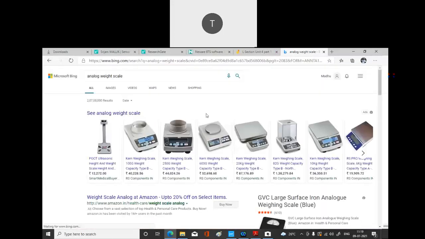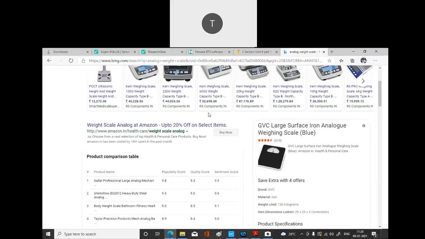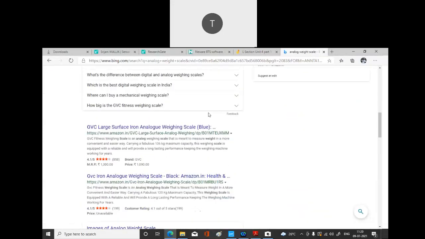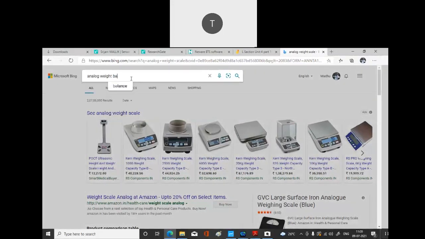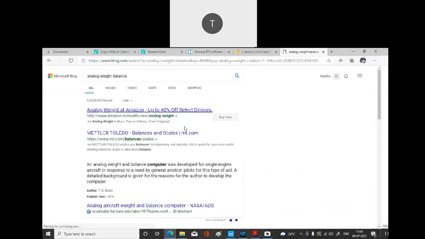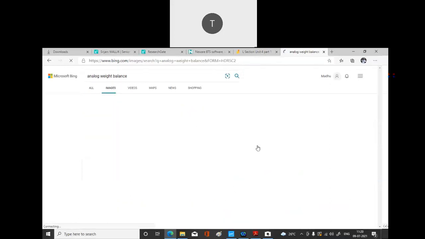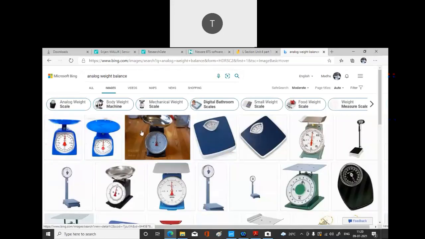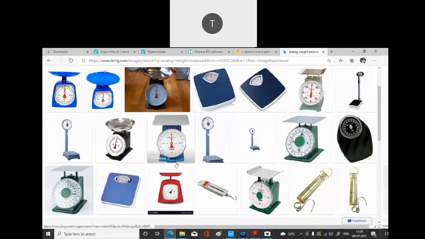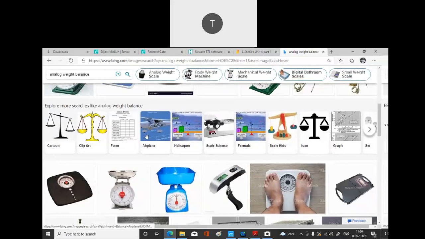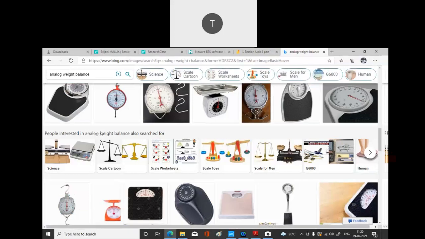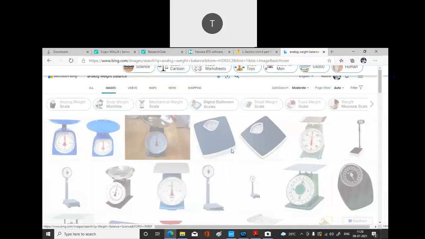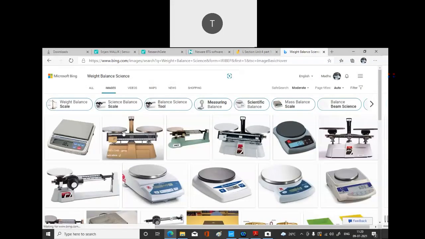Analog weigh scale. It's all digital now, but you would have seen something older like this, an analog weighing balance. You have 2 pans, and then you have to put the weight in between.